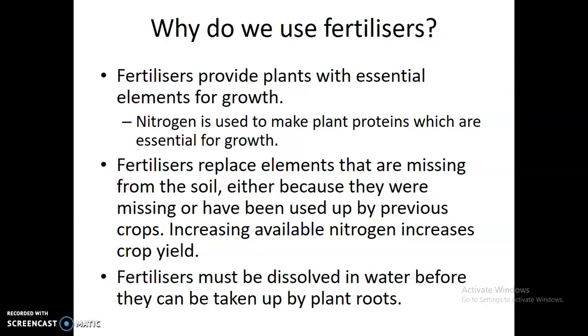So, how do they do that? Well, what you need is a soluble salt. You need a soluble substance that can be sprinkled down as a solid, and rain will then dissolve that, and that will slowly seep into the soil, and that can be absorbed by the roots.